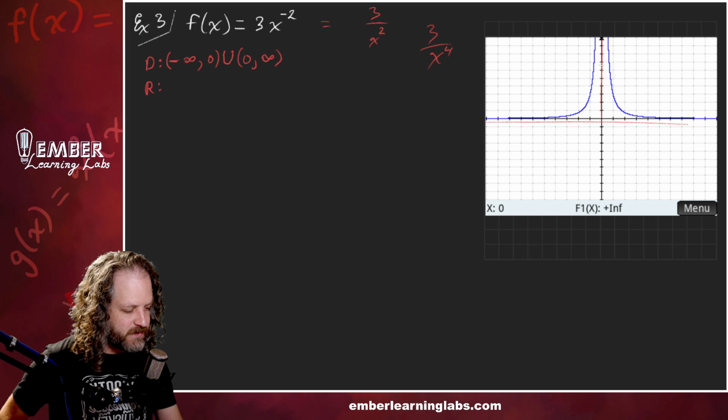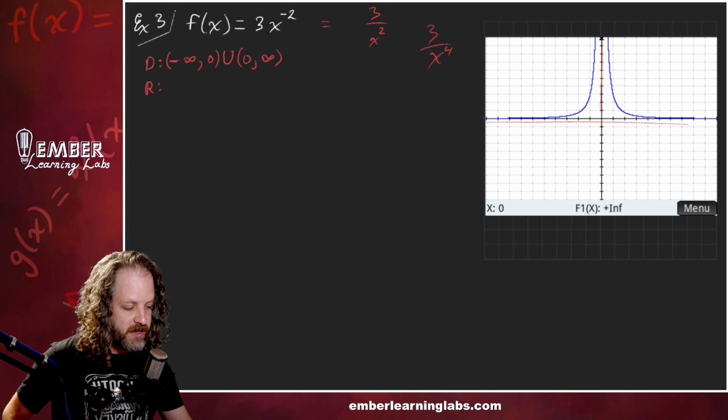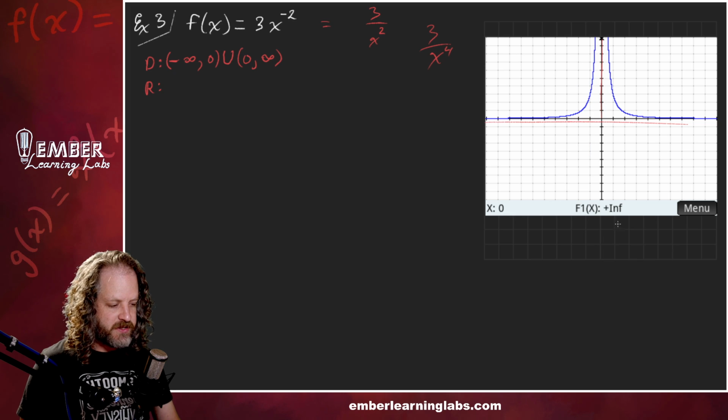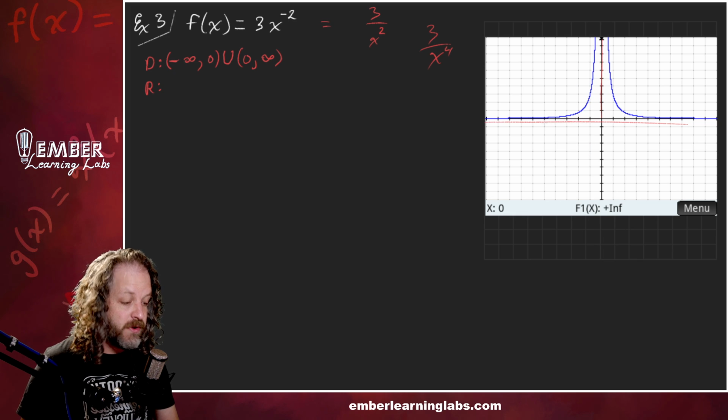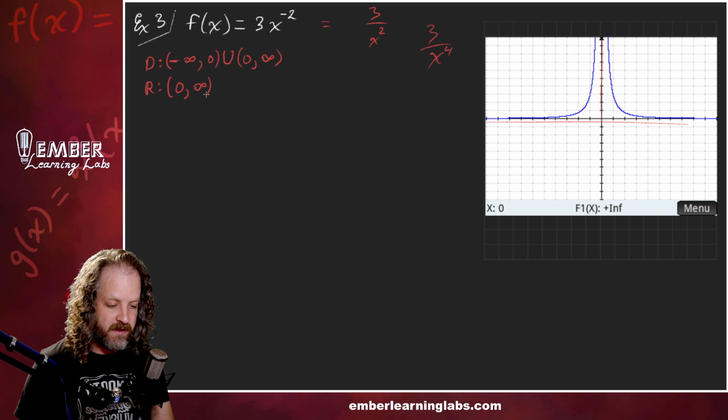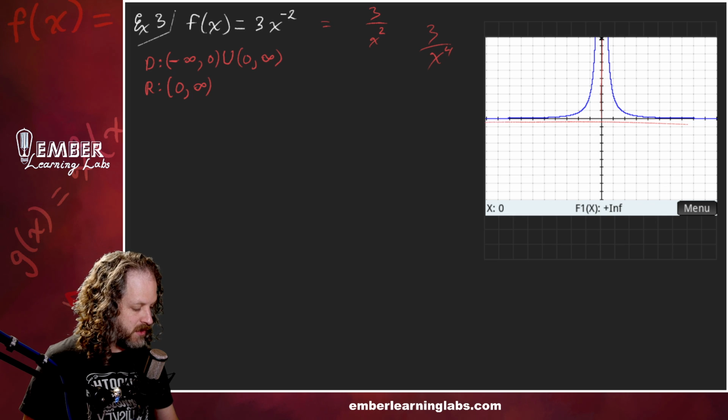Now, what about this asymptote? Does that matter with the range? No, it doesn't, because all we're interested in is the up and down. So up and down, it goes from 0, not including another asymptote there, and it's going to keep on going up forever and ever. So it's 0 to positive infinity. That's the range.